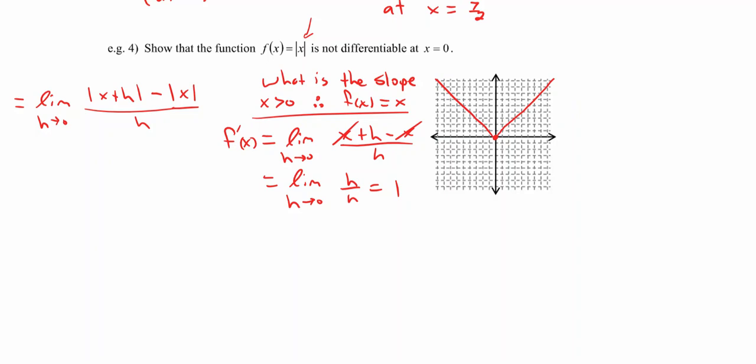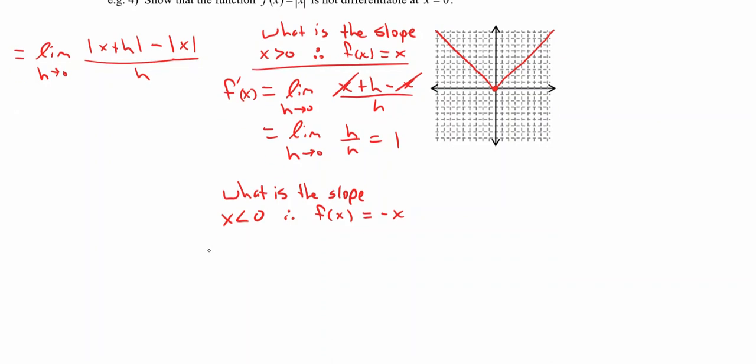But now let's flip to the other side. So what is the slope when x is less than 0? Okay, well, when it's less than 0, you can see it's following this line, right? And that line would be, we'll say f of x is equal to negative x, right? That would be our new equation. So let's do that one.